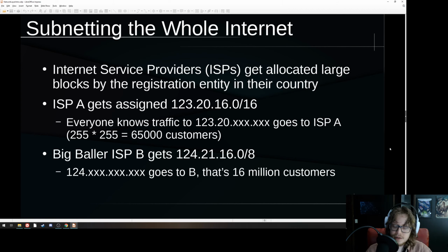So, now that we know about subnetting, how does that apply to the whole internet? Internet service providers, the people who facilitate the internet, get allocated large blocks of IP addresses by the registration entity in their country, which is really by continent, but also by country. So you get allocated a certain number of IP addresses in a subnet. So let's say that a large ISP gets allocated 123.20.16.0/16. That /16 is enough to service 65,000 customers.